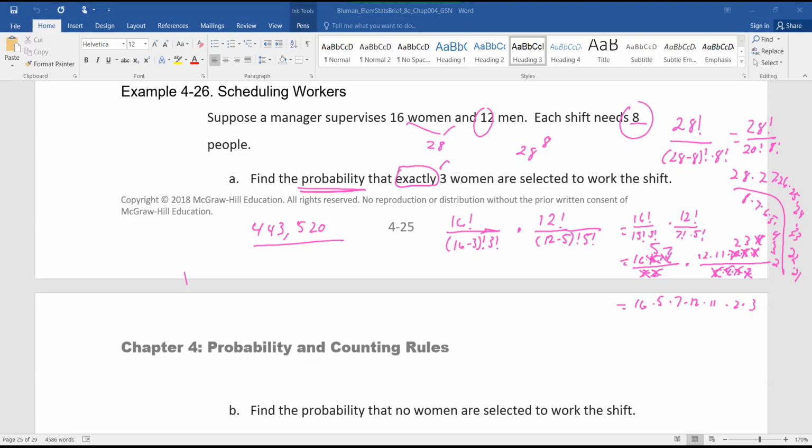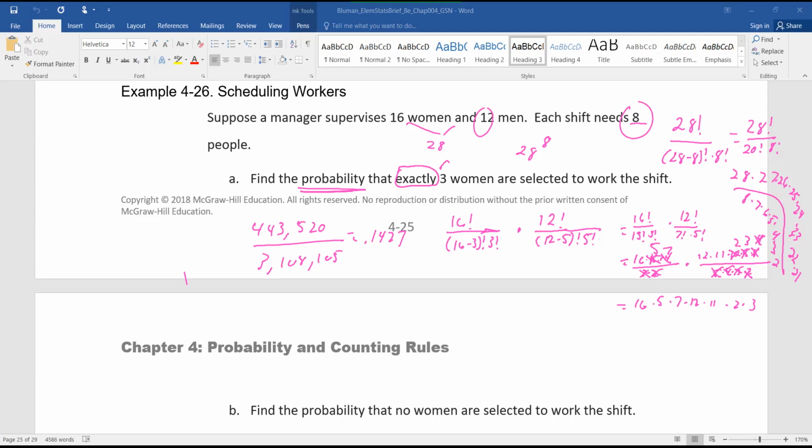And so your probability is 443,520 out of 3,108,105 combinations. And when you do this decimal wise, 0.1427. So you have a 14% chance of getting exactly 3 women in your 8 shift manager positions or whatever.